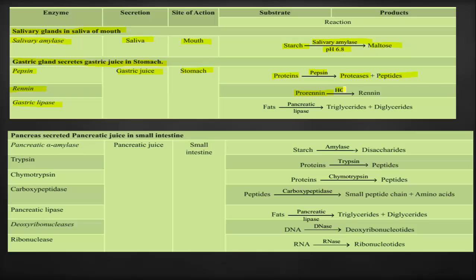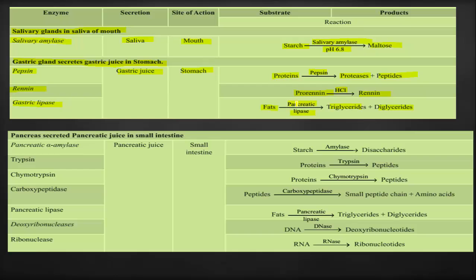Prorenin in the presence of HCl is converted into renin, and renin acts mainly on the milk protein called casein, which is converted into paracaseinate in the presence of calcium ions. And gastric lipase is a lipid digesting enzyme, or fat digesting enzyme. Gastric lipase, along with the pancreatic lipase, converts fats into triglycerides and diglycerides.